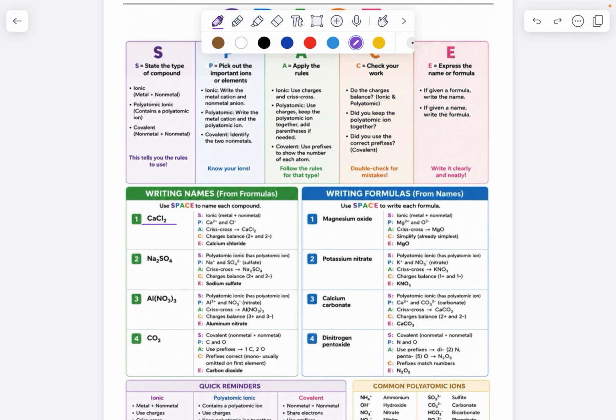And looking at the periodic table, we know our charges. This is also like a mix, so of course writing the formulas and the names, so you sort of get familiar with it.